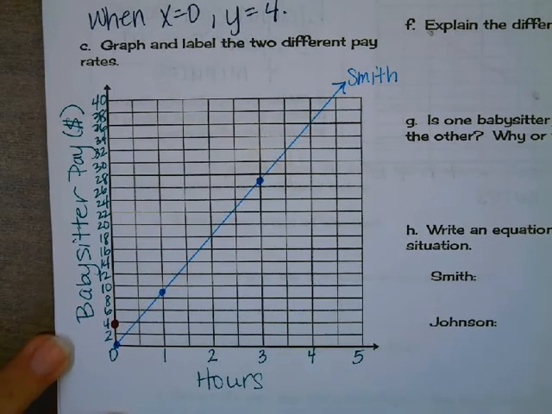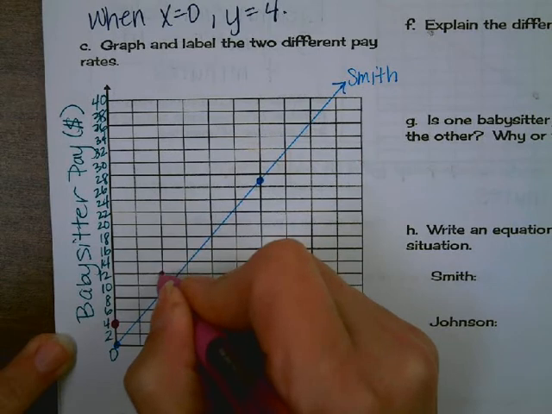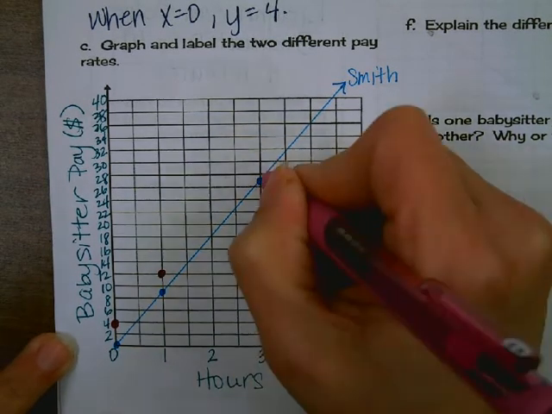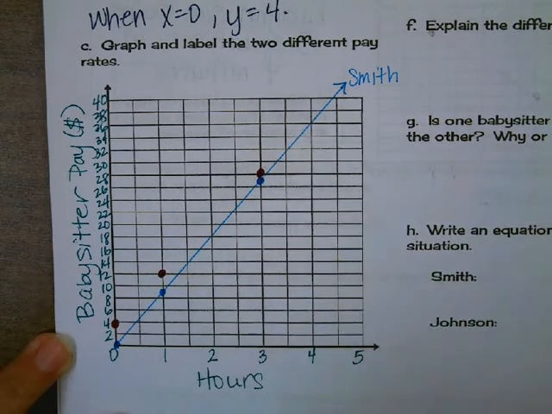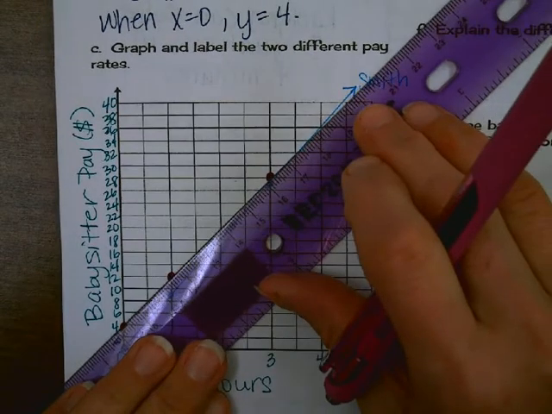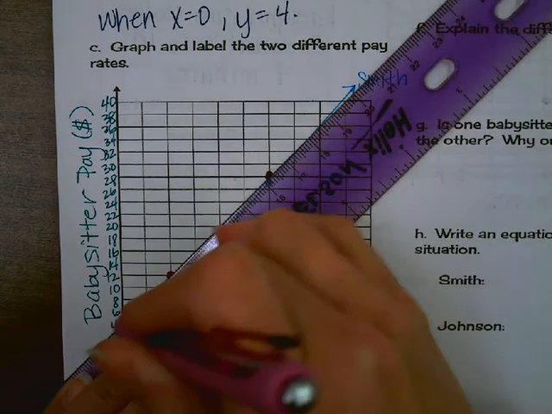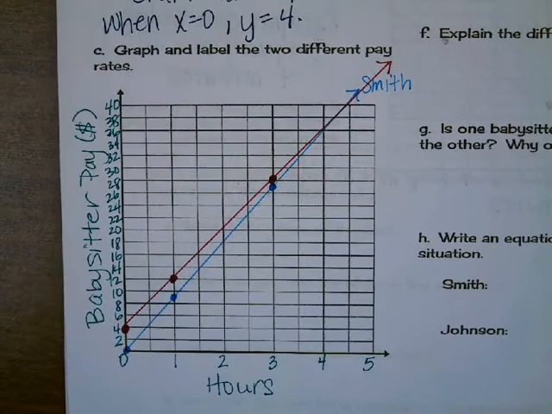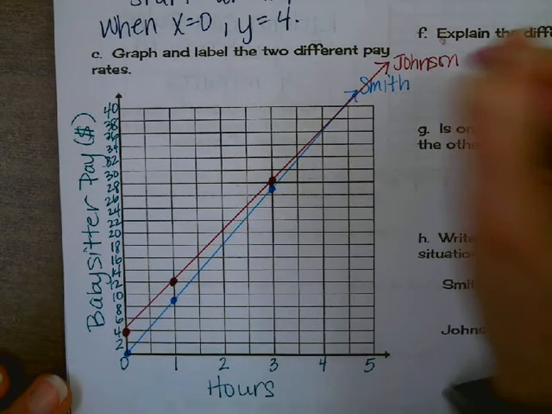So now I have to go and label Mrs. Johnson. So at 0 hours, according to my table, Mrs. Johnson pays $4. Just for showing up, she pays you $4. At 1 hour, she pays $12. At 3 hours, she pays $28. And again, at 5 hours, it's at $44, so it kind of goes off our chart, our coordinate plane. I'm going to go ahead and line these up.